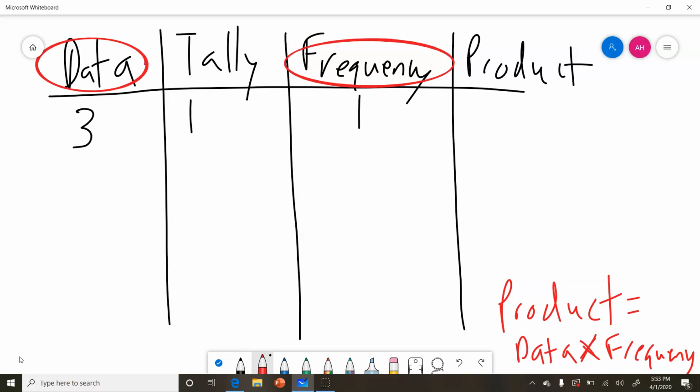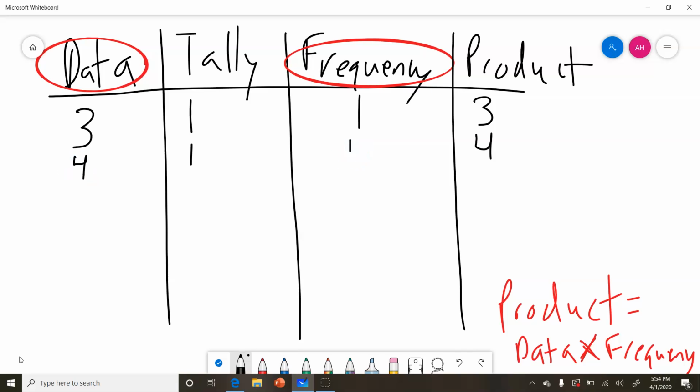So we have 3 times 1. What is 3 times 1? The product is 3. Now I look through that same chart and I find that there's only one 4. There's just one of 4, which is one frequency. 4 times 1 is 4. Does everybody see that? 4 times 1 equals 4.